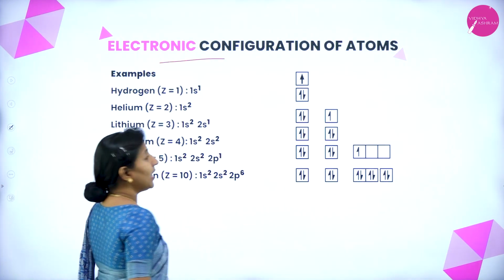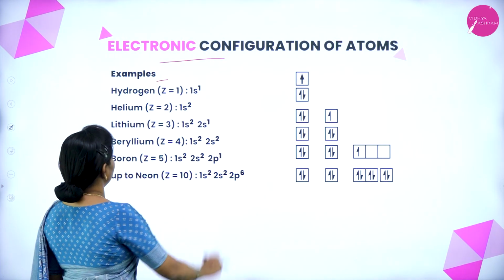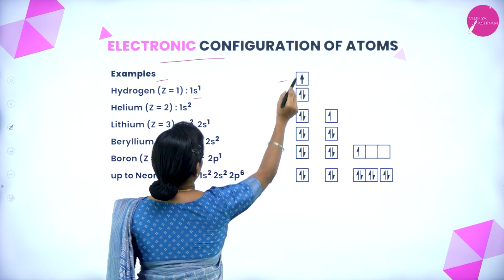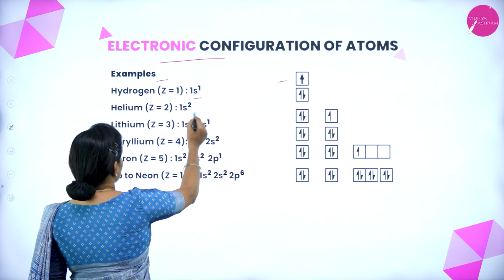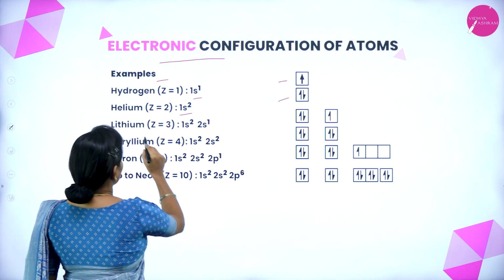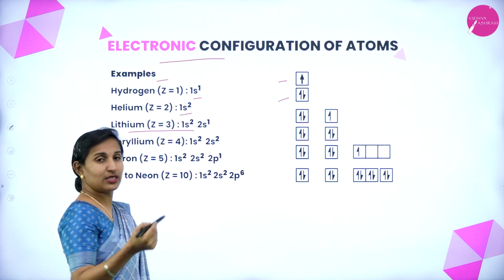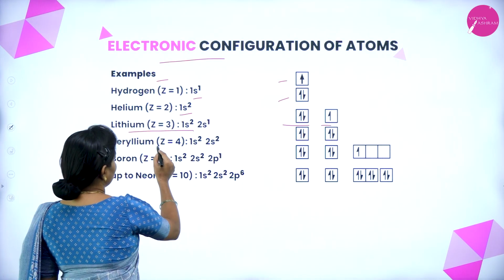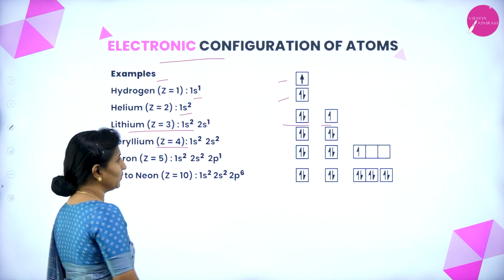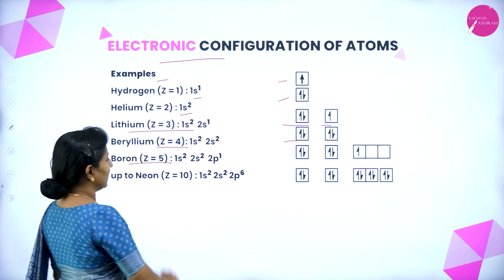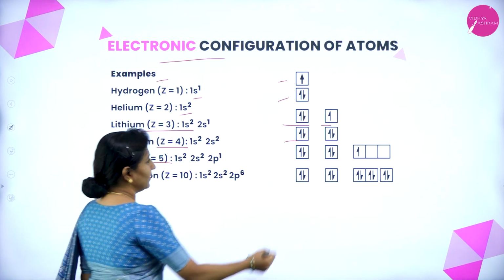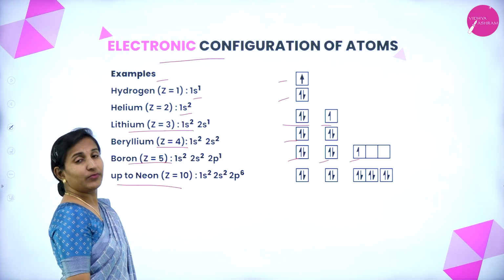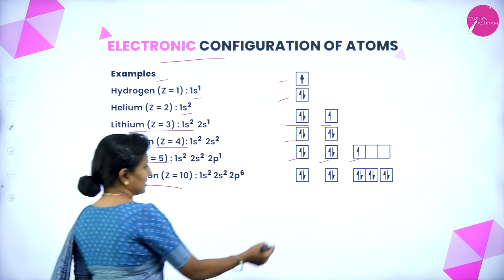Electronic configuration of atoms. Example, hydrogen Z equals 1, 1s1, helium 1s2, lithium Z equals 3, 1s2, 2s1, beryllium Z equals 4, 1s2, 2s2, boron Z equals 5, 1s2, 2s2, 2p1, up to neon Z equals 10, 1s2, 2s2, 2p6.